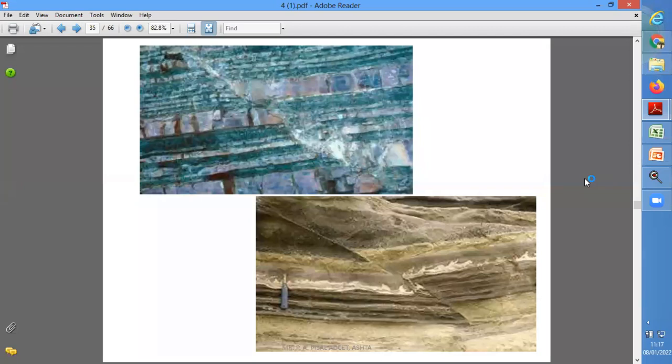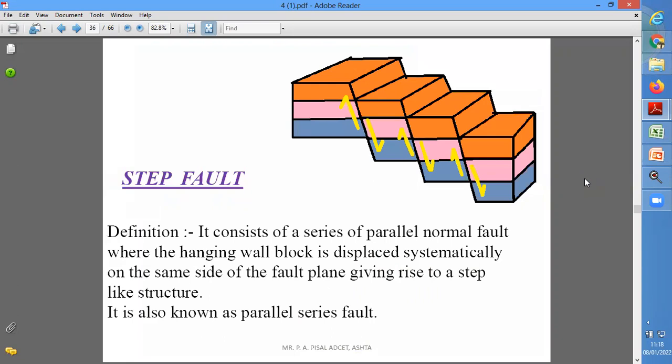Just before some time, we discussed the two types of fault. One is the normal fault and the second one is the reverse fault. Now today we are going to discuss the next type of fault. The first type is the step fault.